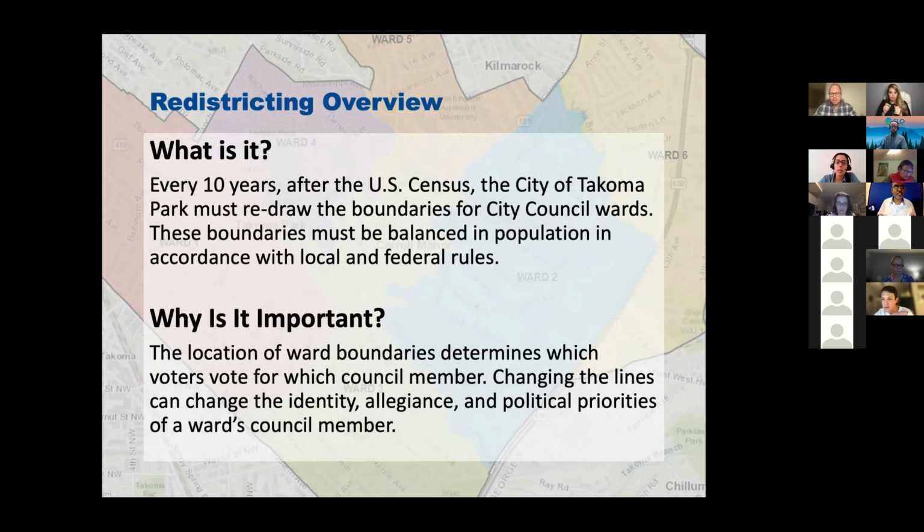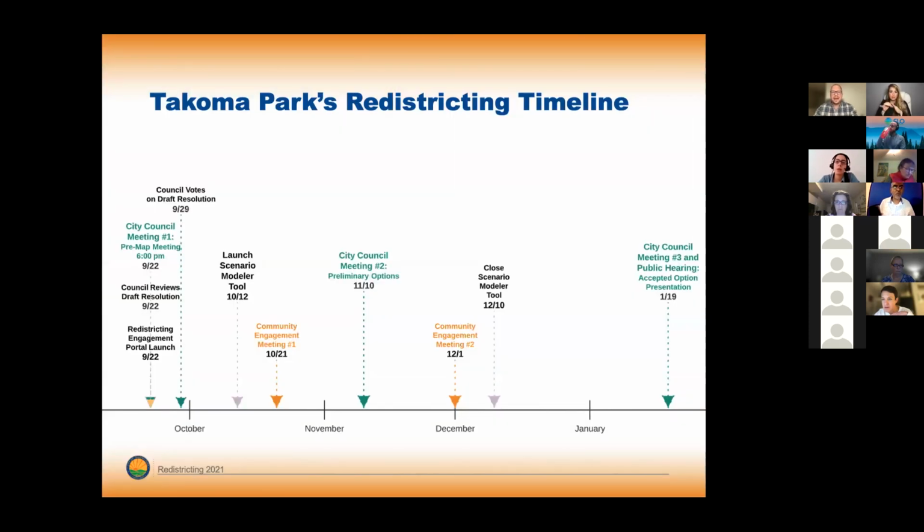And we'll see in a moment the map showing the difference in population from 2010 to 2020 that helps to illustrate the importance of this process. So that's what redistricting is, and in a nutshell, why it's important. And let's learn a little bit more about the process that Takoma Park is following.